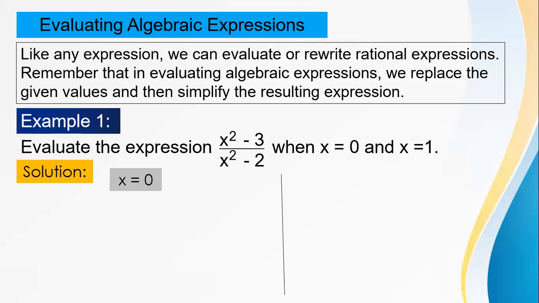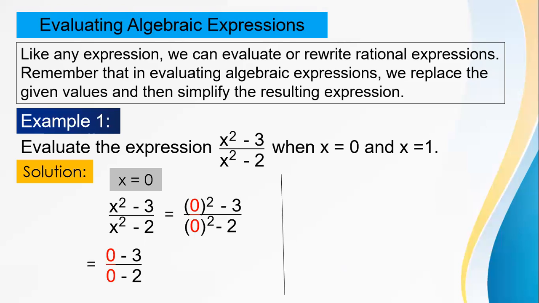Solution. So your x is 0. Then this will be your expression: x squared minus 3 over x squared minus 2. Now, all you have to do is papalitan mo lang yung x. So, magiging 0. So, substitute the value of x where x is equal to 0. So, ang gagawin mo lang, papalitan mo yung x na 0.